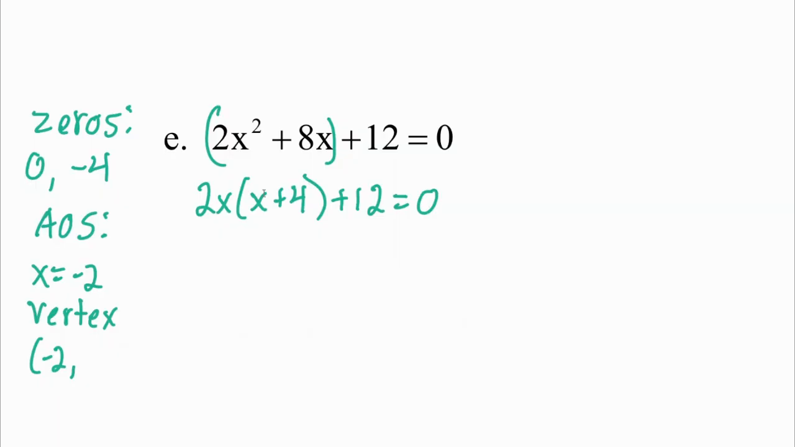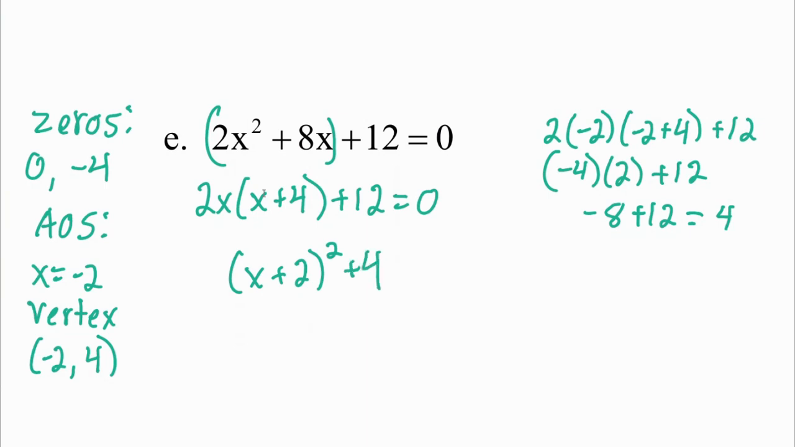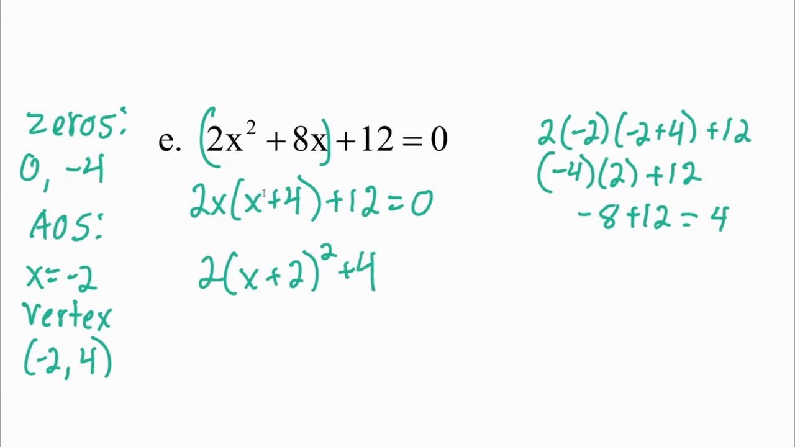So I'm going to plug it into the second one this time, just for fun. So 2 times negative 2 times negative 2 plus 4 plus 12. 2 times negative 2 is negative 4, and it'd be negative 4 times 2 plus 12. So negative 4 times 2, that's negative 8 plus 12, which is 4. So again, my vertex is going to be, that's a shift left 2, up 4, so x plus 2 squared plus 4. But then I still have to put that 2 out front. That is not going anywhere.